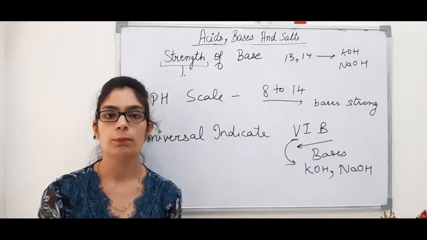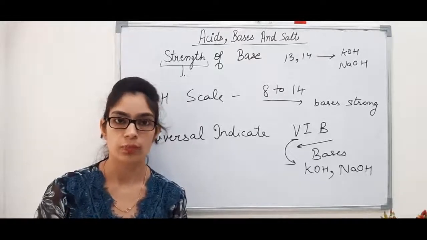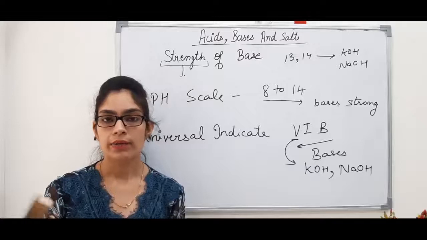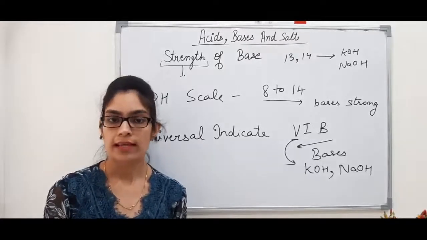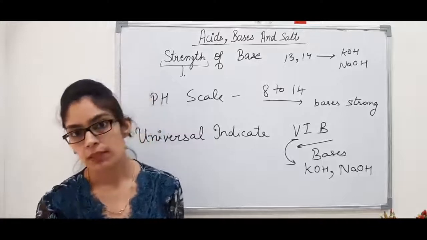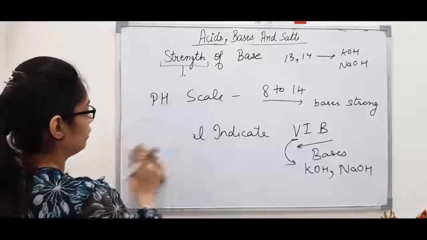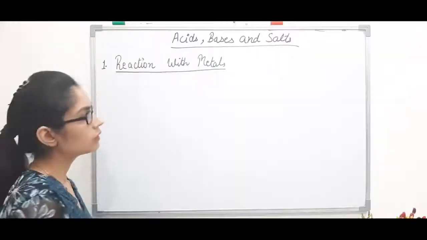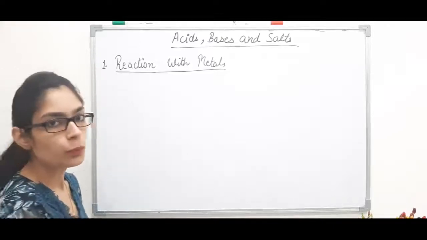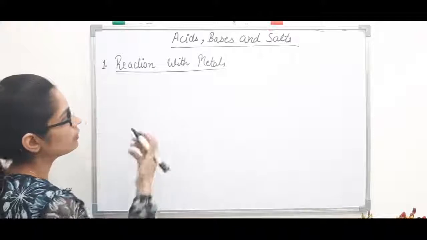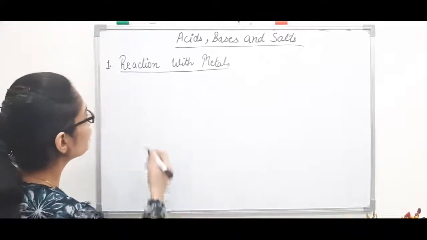Now let's do the most important reactions of bases. In reactions, only two reactions we are going to do now, and those reactions come under chemical properties of bases. So let's do it now. The first reaction is the reaction of bases with metals. So let us write the general chemical equation.